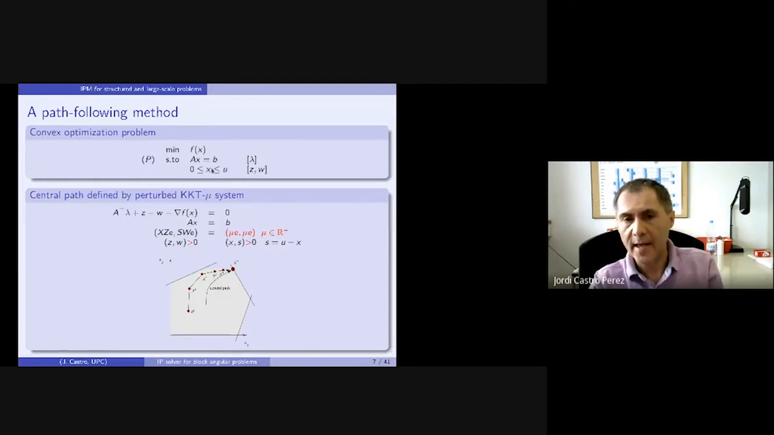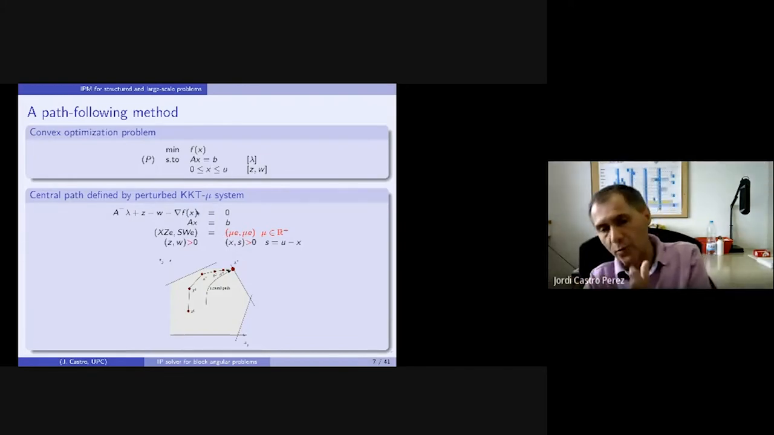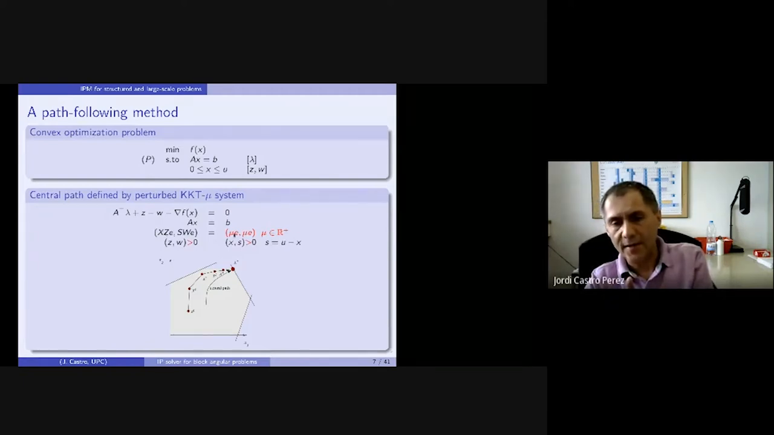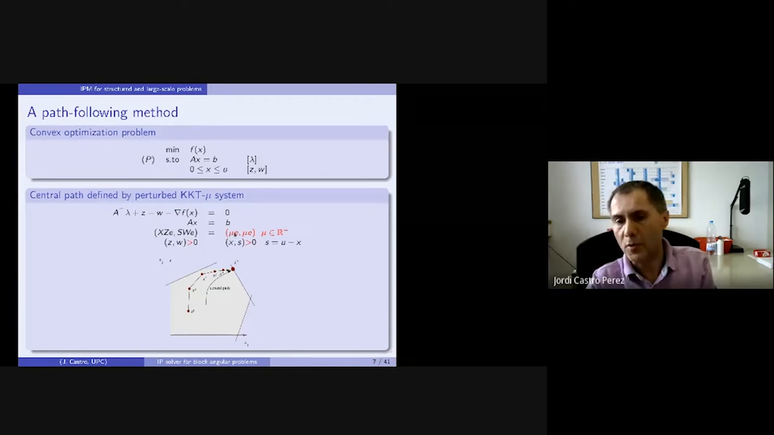For instance, x greater or equal to zero has as multipliers z, so x times z has to be zero, and the same for the upper bound. The trick with interior point methods is that in this complementarity condition, x times the multiplier should be zero, this zero is replaced by a positive value mu, and for each mu we have a different solution to the system. This system is named the KKT mu-perturbed system.